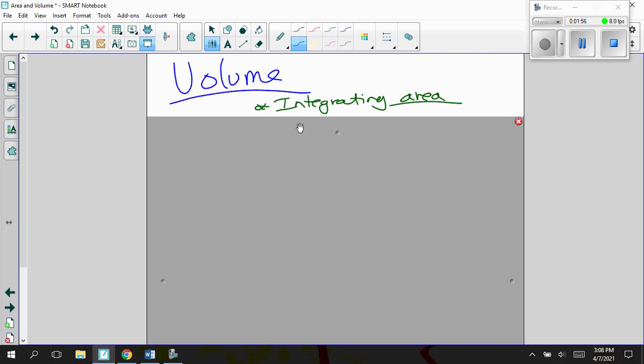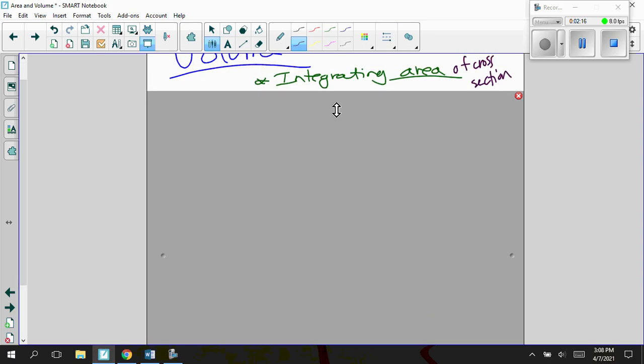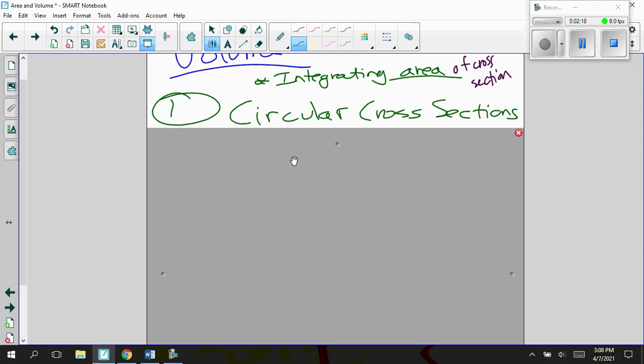Okay. Volume came into play next, because really what we're integrating is the area of a cross-section. There are a couple different types of cross-sections, so we'll break those down, and then we'll do, I think I have 2 or 3 examples total. The first was if we had a circular cross-section, and that happened when we were rotating around some axis, whether it be the x, the y, or a different line that was moved up, down, right, or left.